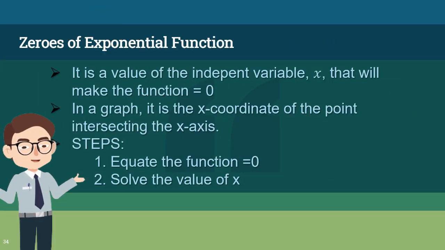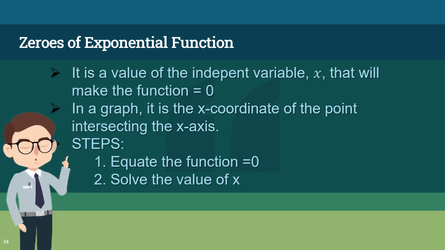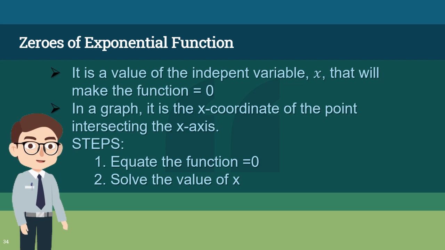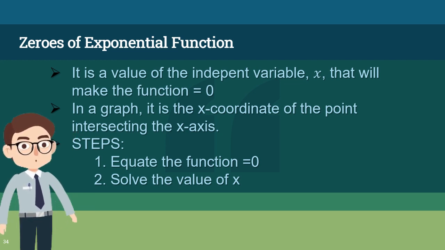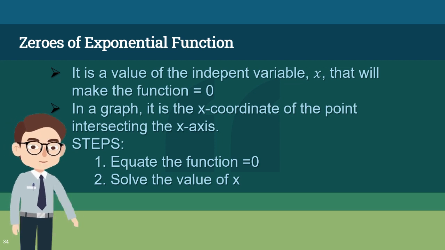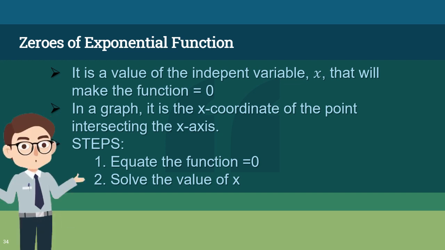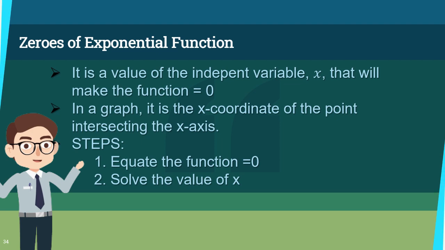Zeros of exponential functions. A zero is a value of the independent variable x that will make the function equal to 0. In a graph, it is the x-coordinate of the point intersecting the x-axis. Steps to solve the zeros of an exponential function: equate the function to 0, then solve for the value of x.